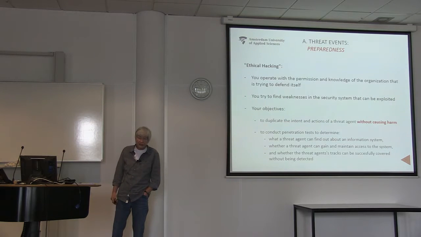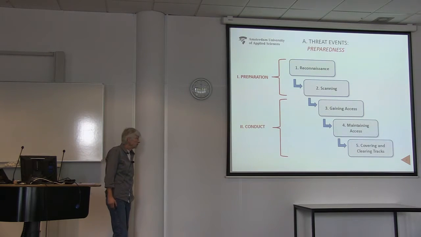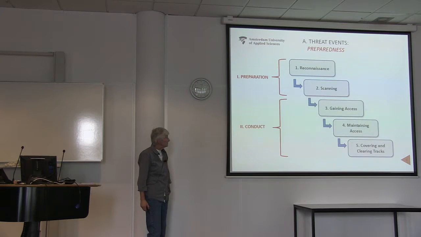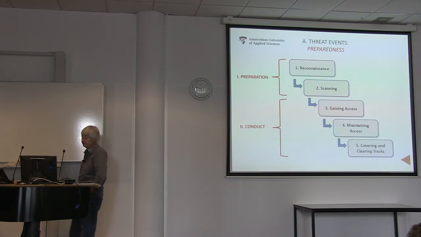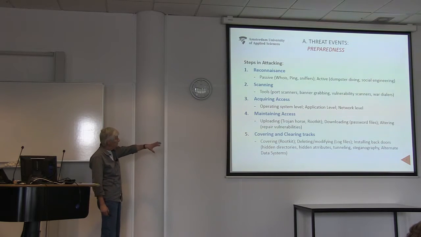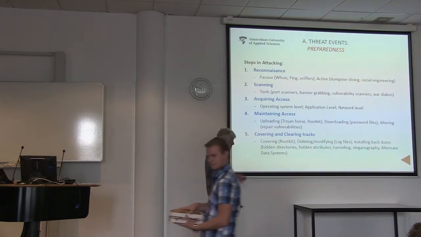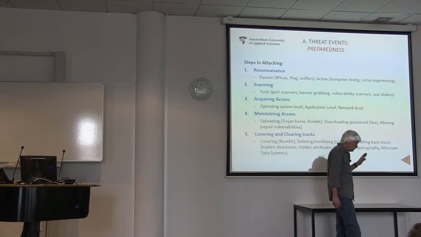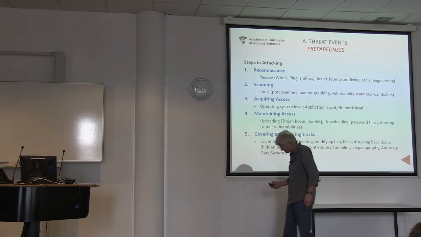I'm not going to explain how you do ethical hacking, because you already did it. You know there are three stages: preparation, conduct, and closure. These are the steps from reconnaissance to scanning, gaining access, maintaining access, and the final part, covering and clearing tracks. If you look into the separate steps an attacker could use, then per step you should have the possibility to detect something. Maybe you get from your monitoring systems a couple of alerts or warnings.